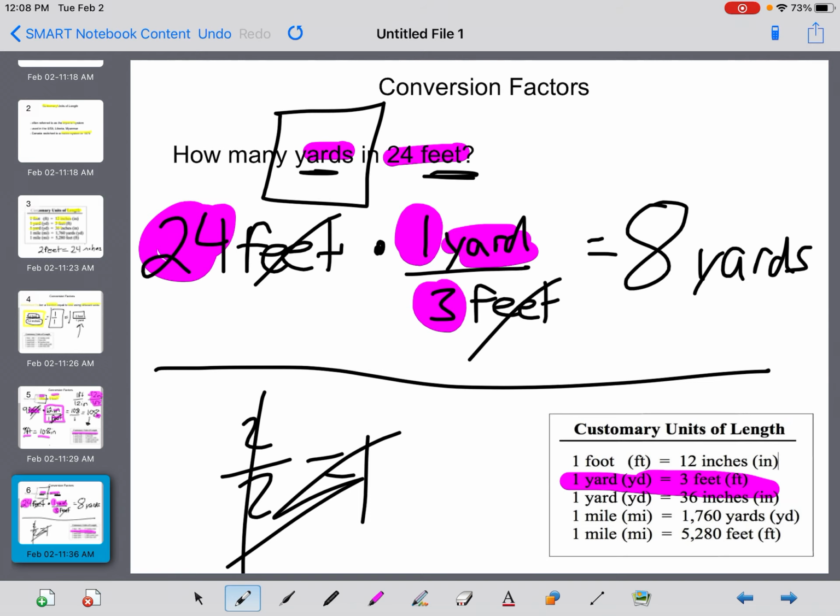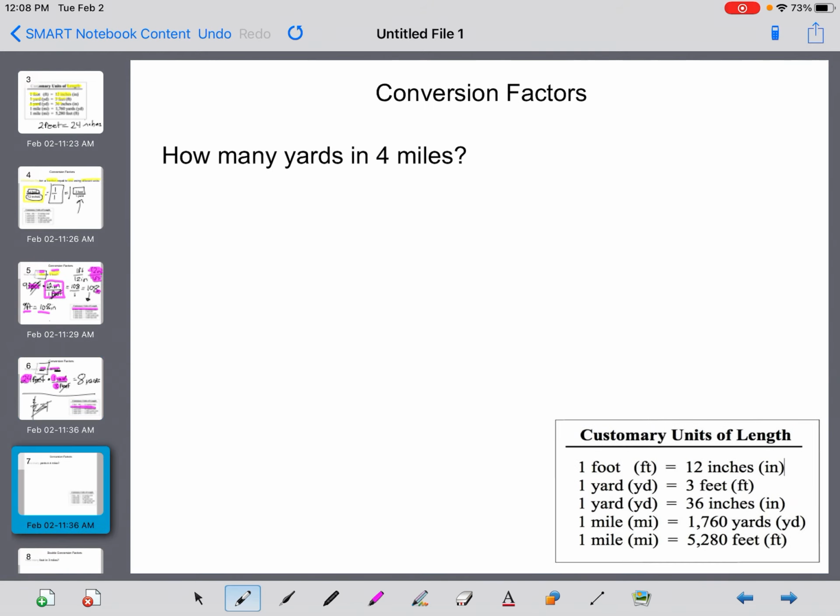Now again, grade 7, I understand there's a bunch of you that can probably look at this chart and just figure that out. That's fine, but I want you to write it out in your notebook this way because this is what we're practicing for later.